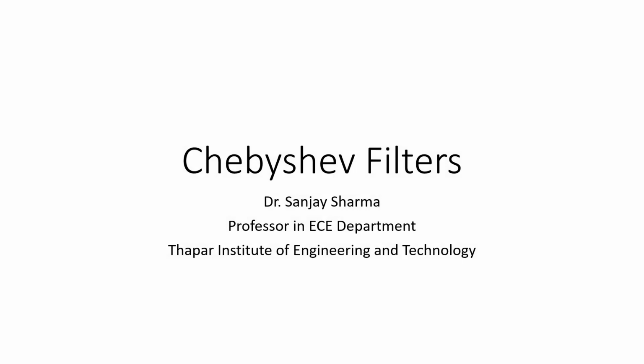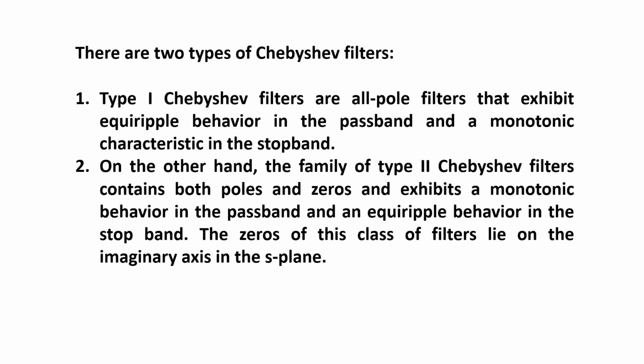Today we will discuss the design of Chebyshev filters. There are two types of Chebyshev filters: type 1 and type 2. Type 1 Chebyshev filters exhibit equiripple behavior in the passband, whereas type 2 Chebyshev filters exhibit monotonic behavior in the passband. Type 1 Chebyshev filters exhibit monotonic behavior in the stopband, and type 2 Chebyshev filters exhibit equiripple behavior in the stopband. So that's how they are different from each other.